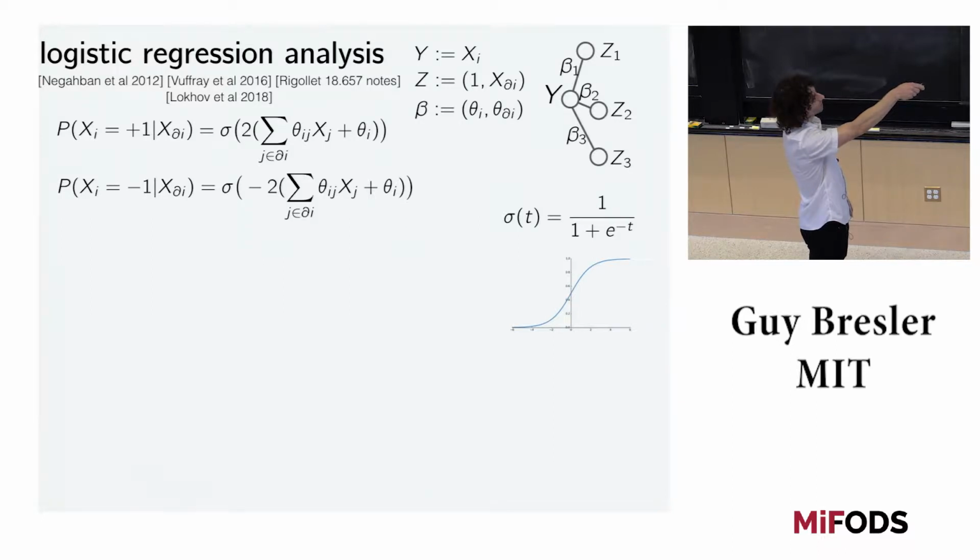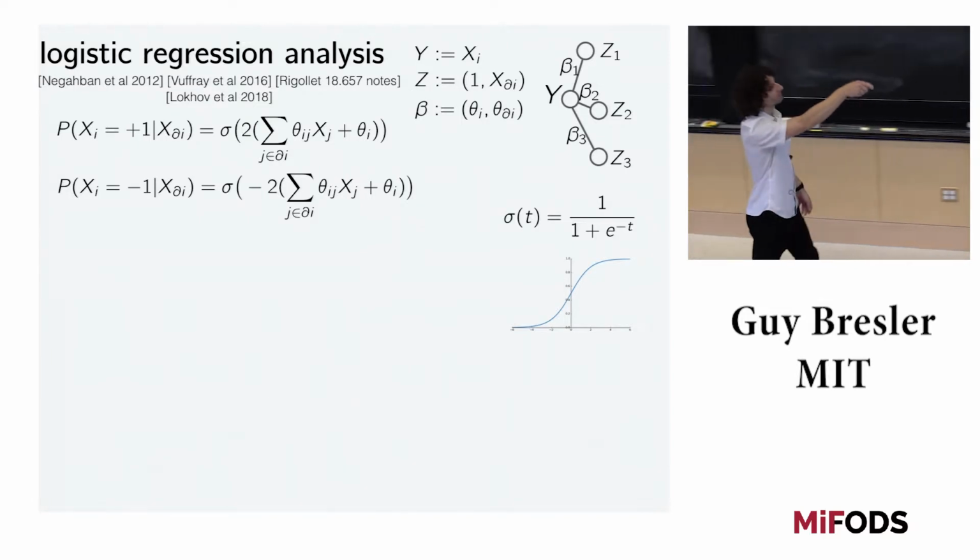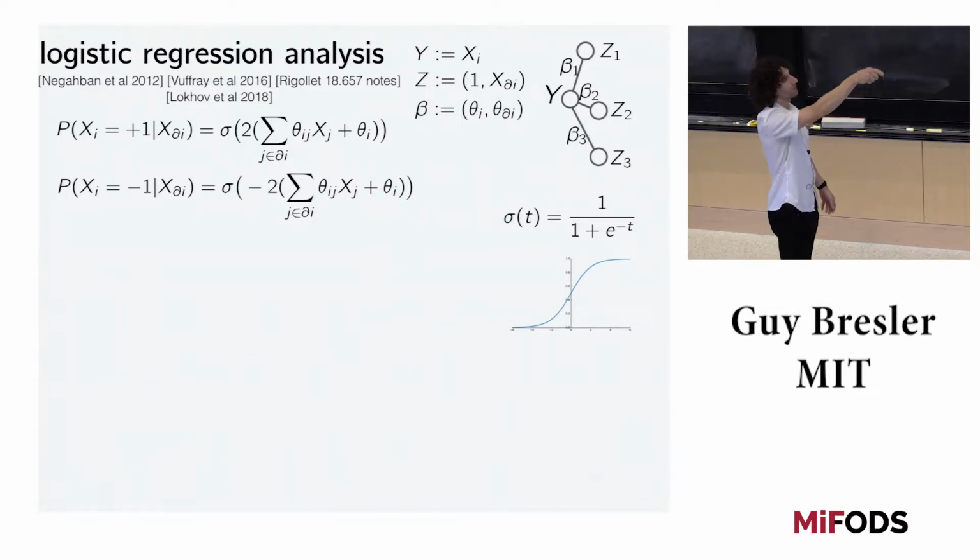So the node of interest, the one that we're looking at the posterior of, we're going to call Y. All the neighbors with a 1 here, we're going to call Z. And then I realized last night, didn't have time to change it. All the parameters that are involved with node Y, we're going to call beta here.